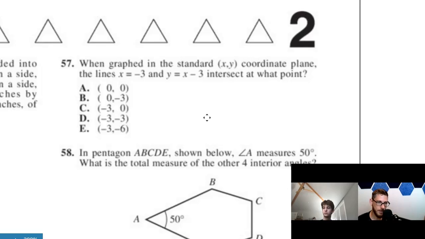Okay, so there's a few ways we could do this. We could graph it, but that's going to be pretty inefficient. So what's a faster way to get at this answer? It's actually pretty fast. This problem could take like 10 seconds.